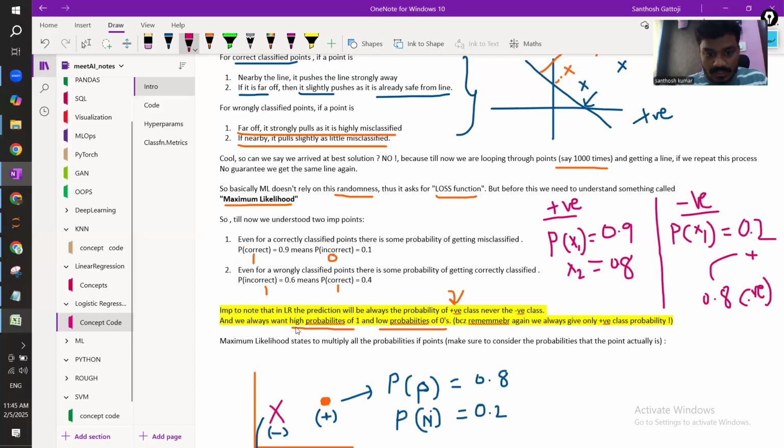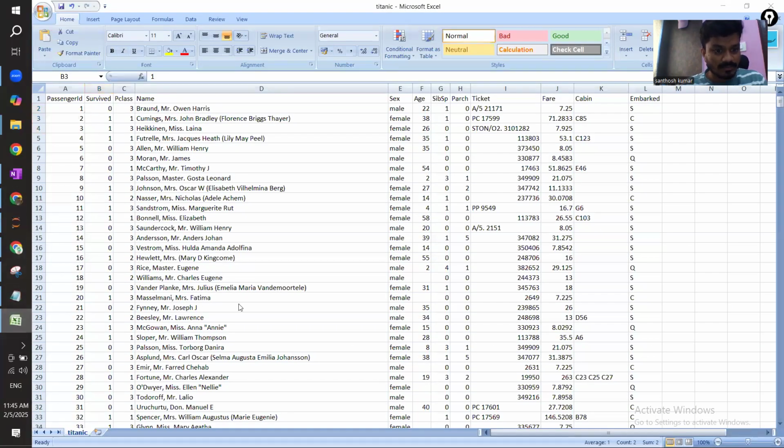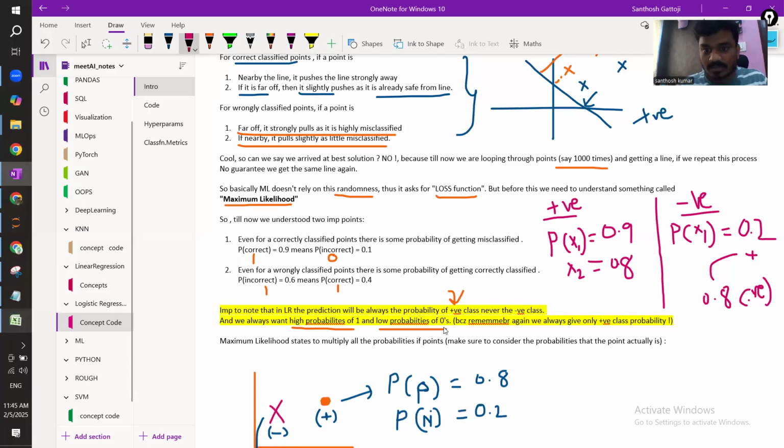That's why for a positive class, we always want high probabilities of ones. Wherever you have one, that means positive class, we want high probability. But for zero, the negative class, we want low probabilities. Because always remember, we only give the positive class probability from the sigmoid function.